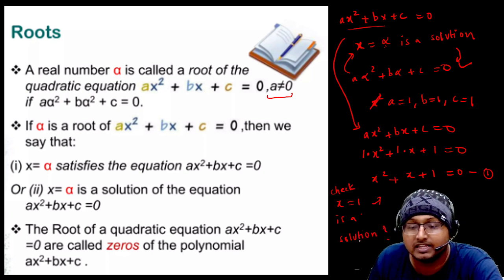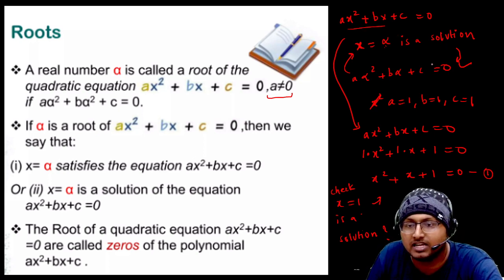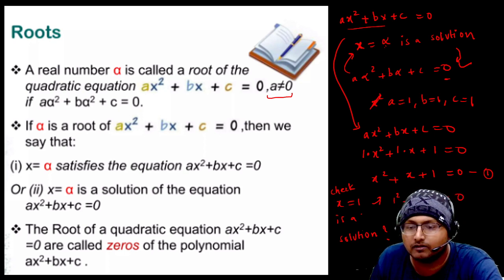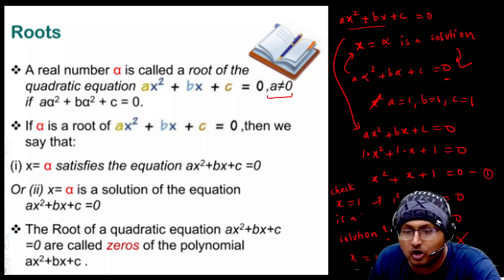So how will we check whether this is a solution or not? This is the method: if x equal to alpha is a solution to this equation, then if you substitute that value in this equation, it must be equal to 0. So let us check. If you substitute x equal to 1 in this equation, what will happen? 1 square plus 1 plus 1 equal to 0. So 1 plus 1 plus 1 equal to 0, so 3 equal to 0. Does 3 equal 0? No, this is false. So hence x equal to 1 is not a solution.